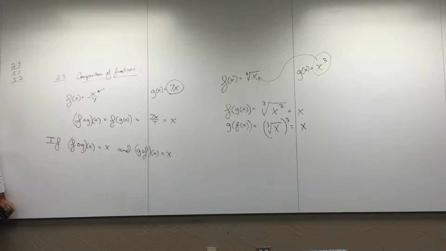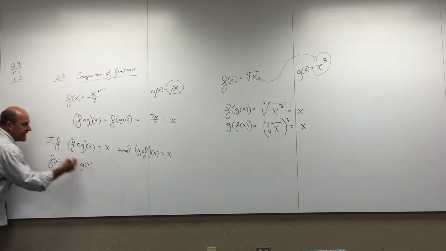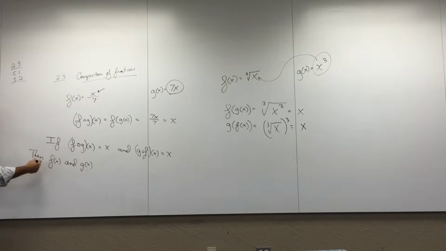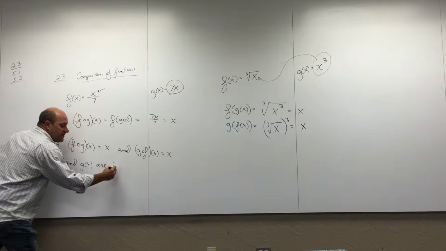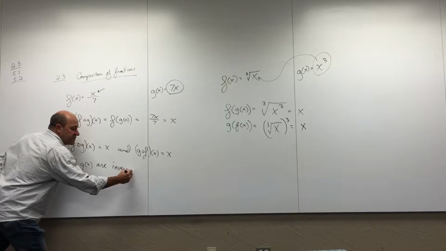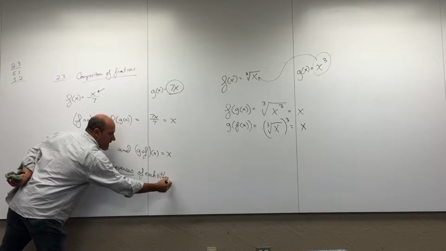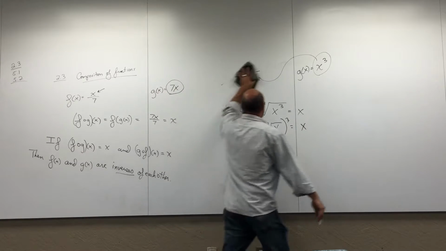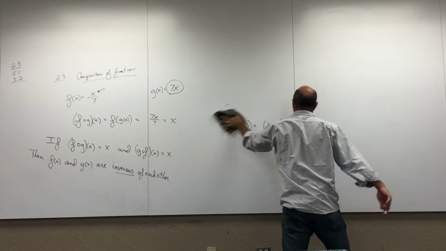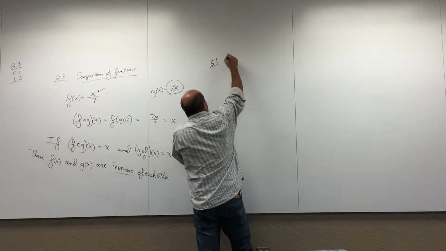They have a special relationship. I call them cousins. The real word is this: if that happens, then f of x and g of x are inverse functions of each other. Inverses of each other. And that brings me into 5.1, inverse functions.